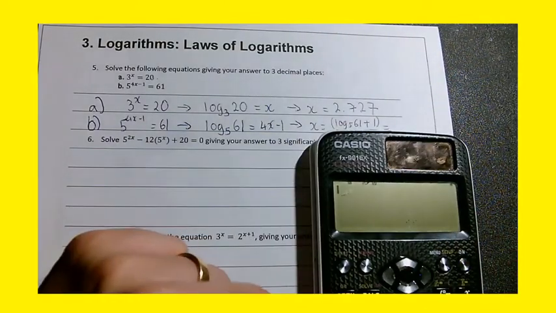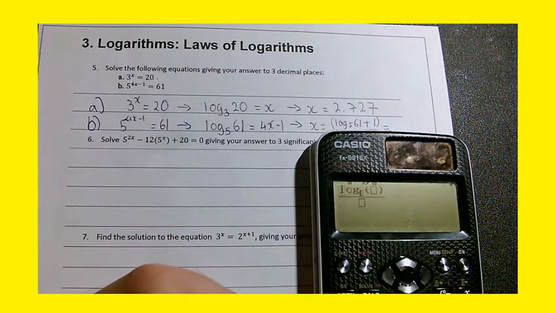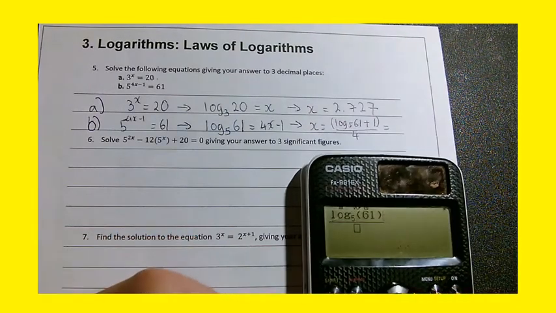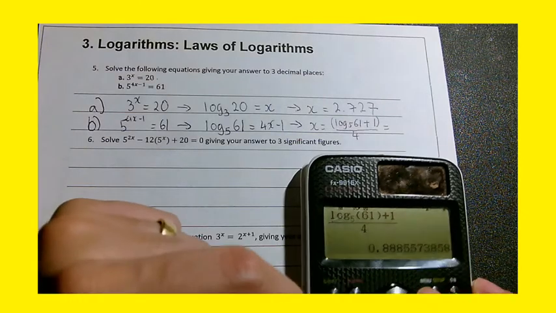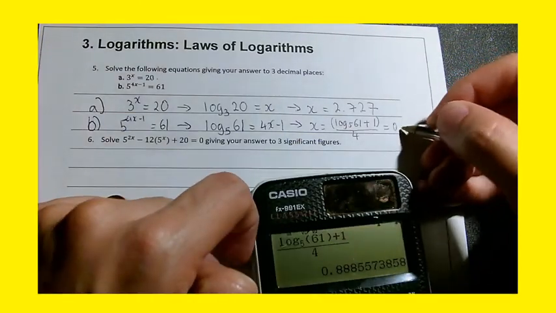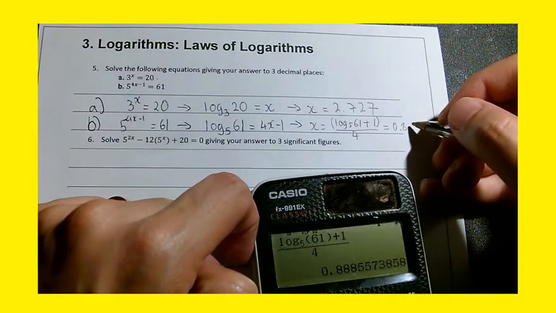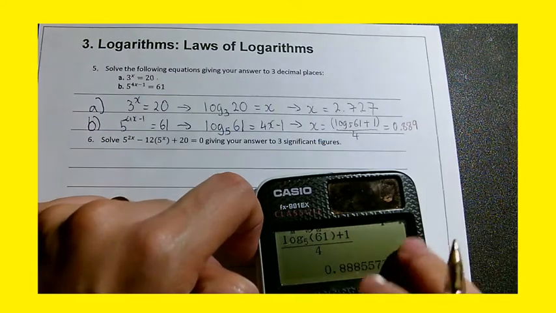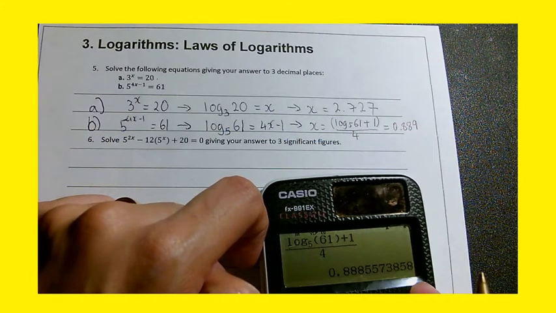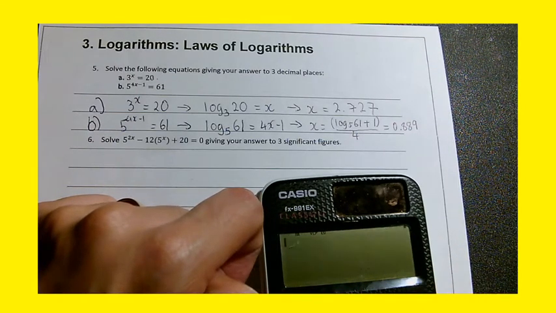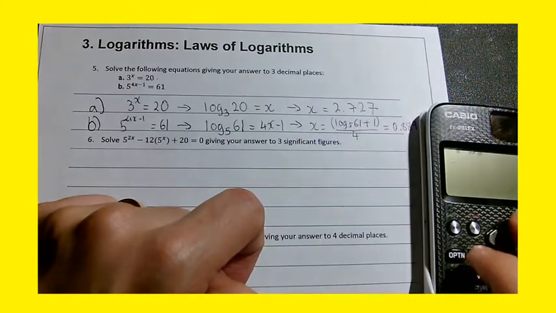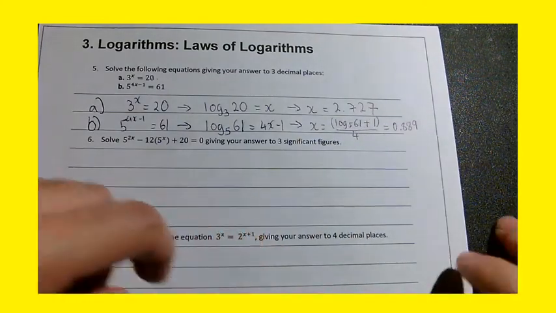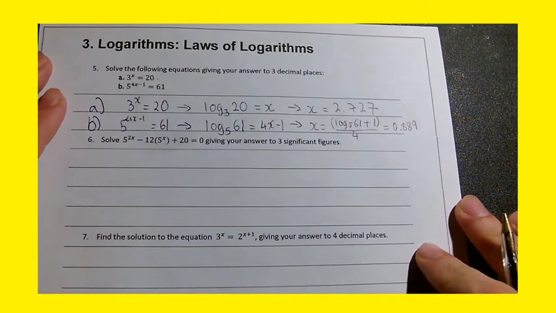So let's set that up then. We'll do a fraction, log base 5 of 61, plus 1, over 4. Get 0.888, etc. But to 3 decimal places, 0.889. Okay, so that works out. Okay, so that's how we use logs to solve equations with unknown powers.